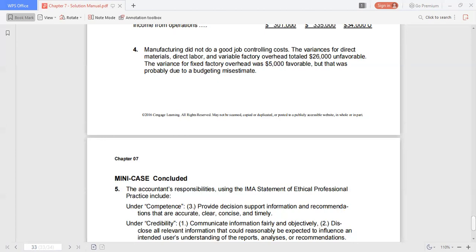Using the IMA statement of ethical professional practice as your guide, what standards, if any, apply to your responsibilities in this matter? So the accountant's responsibilities using the IMA statement of ethical professional practice include: under competence, provide decision support information and recommendations that are accurate, clear, concise, and timely. And under credibility, communicate information fairly and objectively, and disclose the relevant information that could reasonably be expected to influence an intended user's understanding of the report's analysis or recommendations.